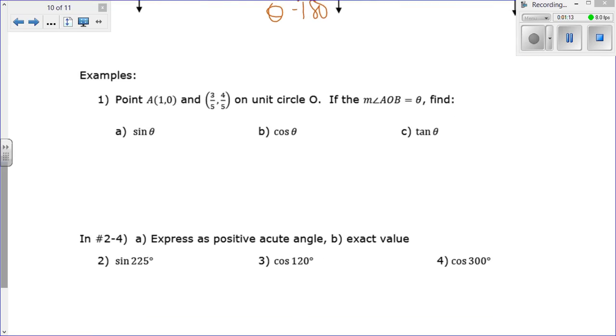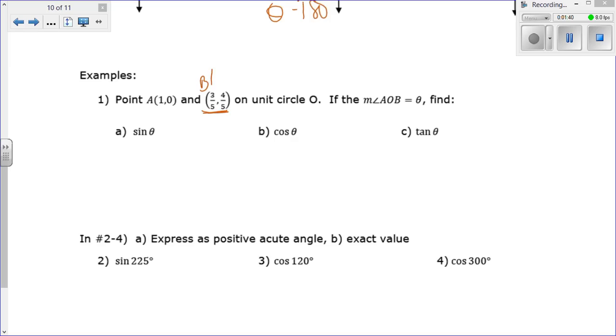So for our examples, point A is (1, 0), and this should be a B here, sorry, my mistake. B is the point (3/5, 4/5). On the unit circle O, if the measure of angle AOB is equal to theta, find. Remember, we really are only concerned about this point there. Point A just lets us know that we're on the unit circle.